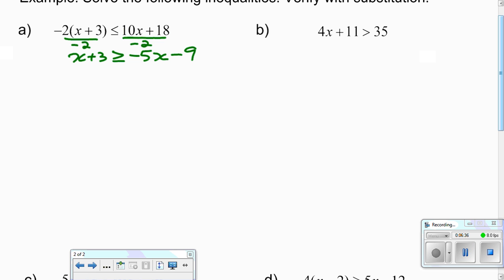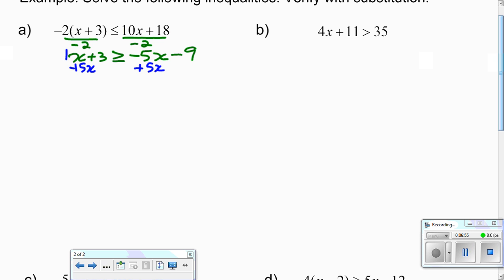Now, if dividing by negative 2 seems really strange to you and you would rather rainbow, go for it. We should get to the same solution. So again, we're going to group like terms. I notice that there's a negative 5x on the right, so if I move it to the left, it will become positive. So let's do that.